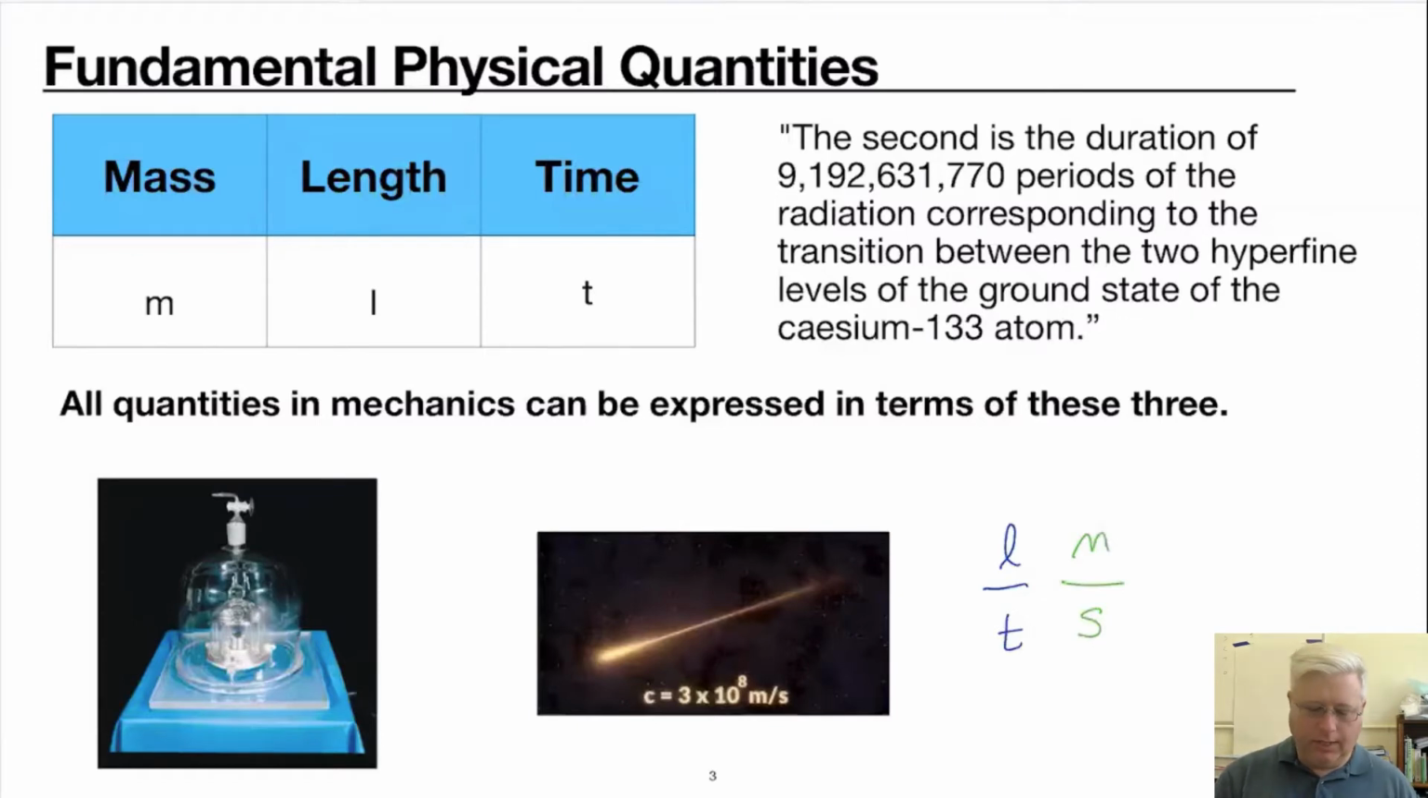It occasionally gets a little confusing because we symbolize mass with m, and we also symbolize meters with lowercase m. So the context is going to be important. For speed, we'd see length per time, meters per second. We would also see, for example, volume, which would be a unit of length cubed.